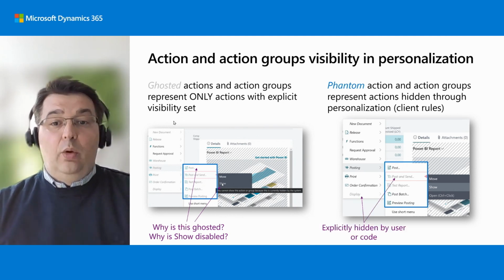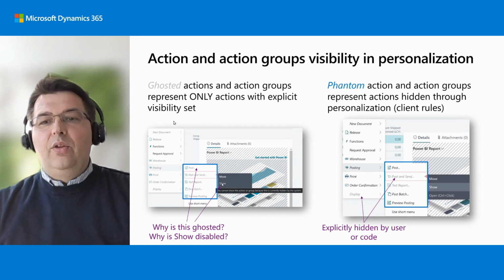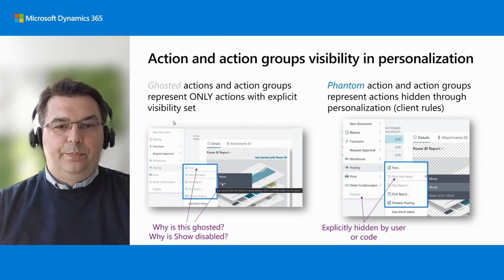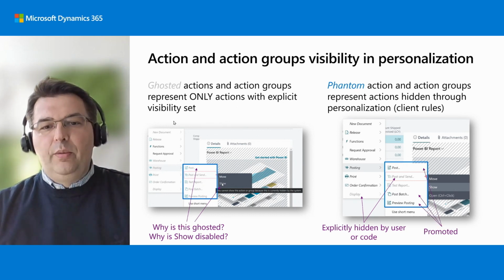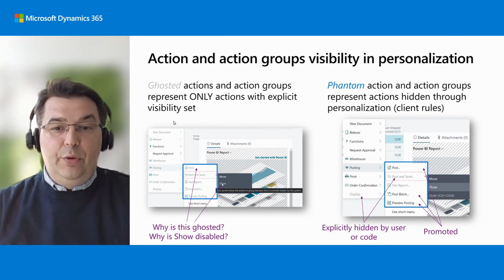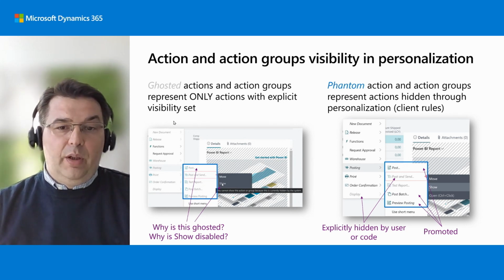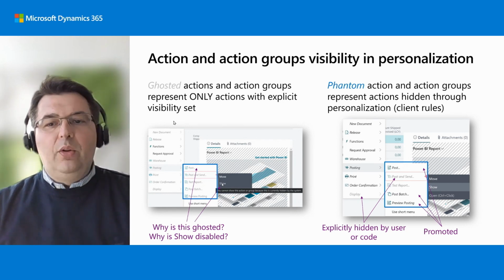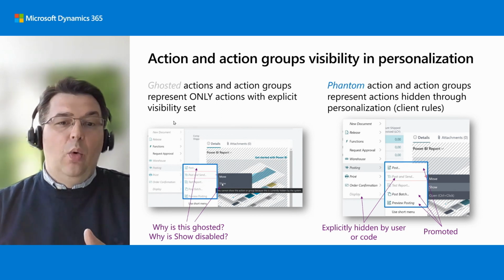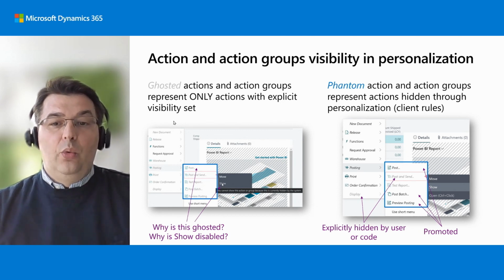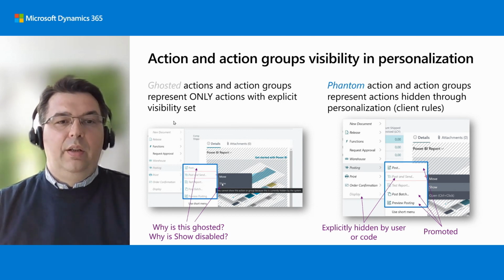When actions are hidden or promoted by client rules, they are shown in this new phantom, as you can see, italic but not ghosted styling. For example, Post, Batch, and Preview are all promoted and shown in a promoted section of the action bar. This is where a client applied a rule based on code, and you can now notice the difference in styling, how Post and Send and Test Report actions are shown, which were explicitly hidden by the user.